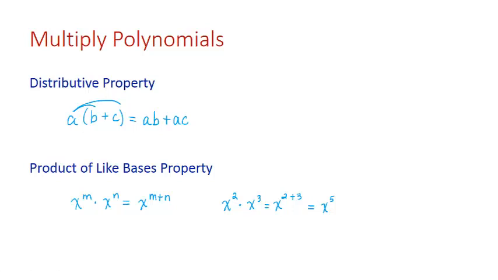We will combine these two properties to use the distributive property. For instance, if I had 2x times (x plus 3), I'd have to say 2x times x plus 2x times 3. And you can see here that I have to use the product of like bases property because I have 2x times x. X times x, I add those exponents to get x squared. And then 2x times 3 is 6x.